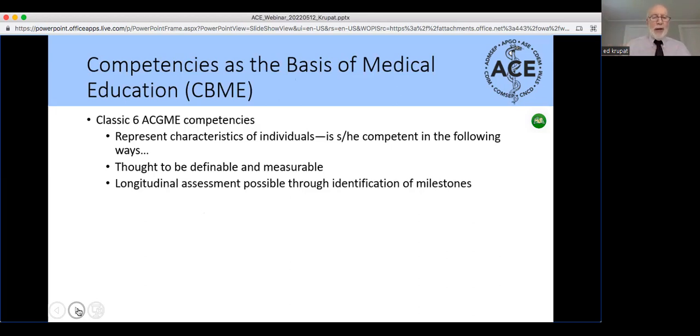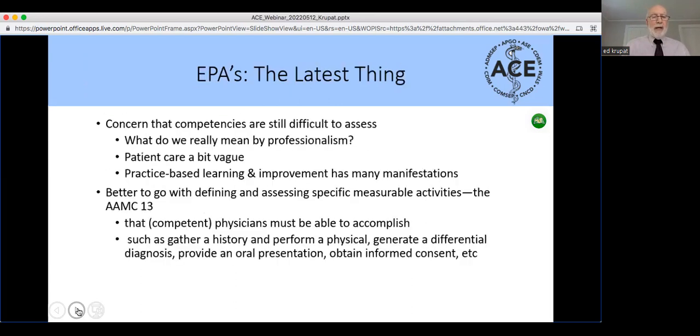So here, by the way, I've talked on through my slides. We've said this already. And also, by the way, I didn't say that competencies are nice because they can be assessed longitudinally, often through the identification of milestones, and competencies and milestones went together. I've talked right through my next slide: vague, what do we mean? How can we measure professionalism? And let's get into more specific things.